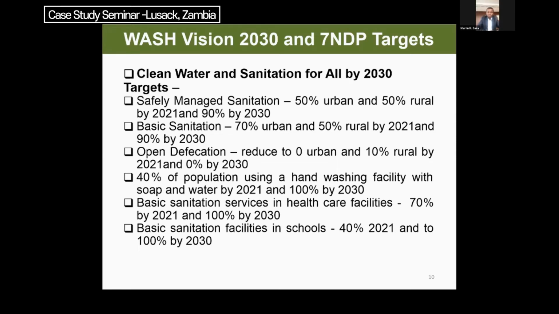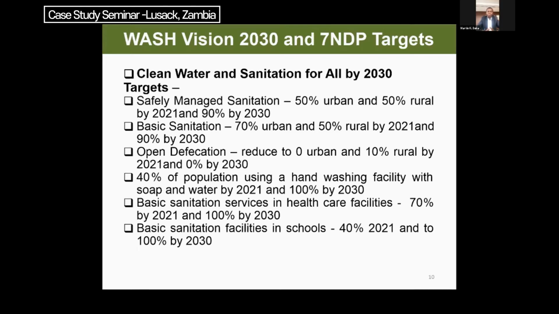Basic sanitation should be 70% in urban areas and 50% in rural areas by 2021 and 90% by 2030. Open defecation should reduce to 0 in urban and 10% in rural by 2021 and 0% by 2030. 40% of the population should use a hand washing facility with soap and water by 2021, and 100% by 2030. Basic sanitation services in healthcare facilities should increase to 70% by 2021 and 100% by 2030. And basic sanitation facilities in schools should be about 40% by 2021 and 100% by 2030.